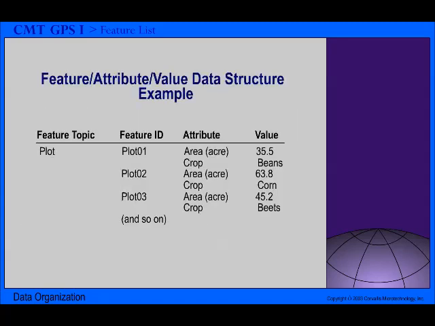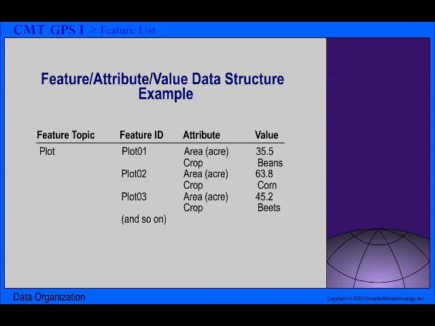My database would look like this. When I use the CMTPC program to classify the plot featured topic based on the crop attribute, each crop will be assigned a different color or area pattern, so I will be able to tell, at a glance, how my crops are distributed among the different plots of land.